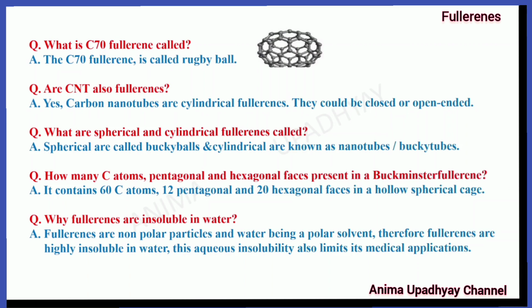What are spherical and cylindrical fullerenes called? The spherical are called buckyballs and the cylindrical fullerenes are known as nanotubes or buckytubes. How many carbon atoms, pentagonal and hexagonal faces are present in the Buckminster fullerene? It contains 60 carbon atoms, 12 pentagonal and 20 hexagonal faces in a hollow spherical cage.